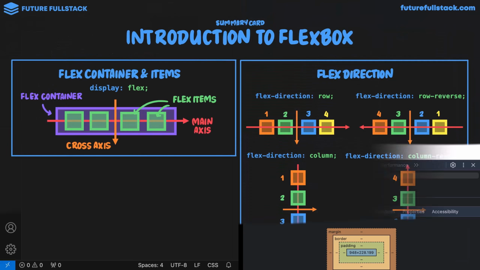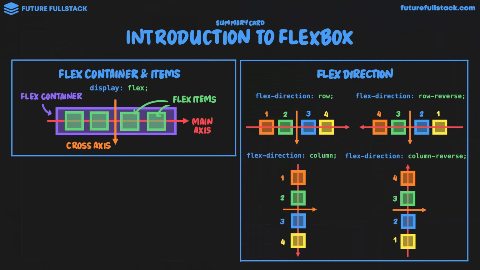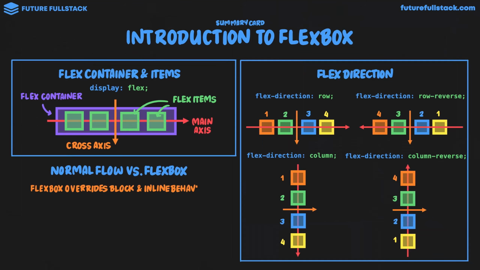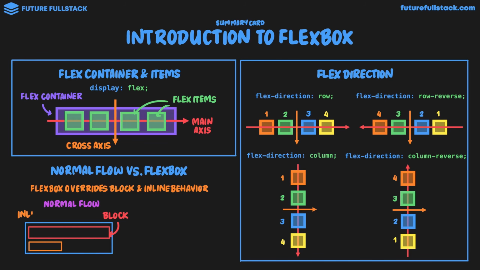Alright, so let's finish off the introduction to Flexbox summary card. In this chapter, we looked at normal flow versus Flexbox. We saw that Flexbox overrides block and inline behavior. Inside normal flow, we have a parent container with a block element and an inline element. These elements have inherent behavior, like an inline element taking up the width of its content. And we also saw applying text align center to a block element container like a div. We'll center both the text inside the block element and move the inline element to the middle.